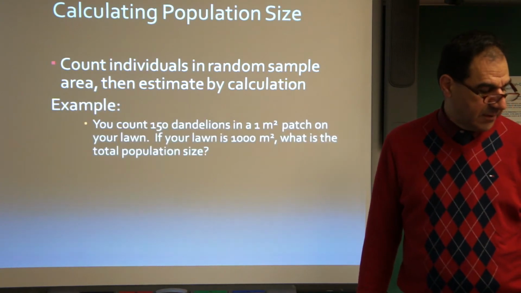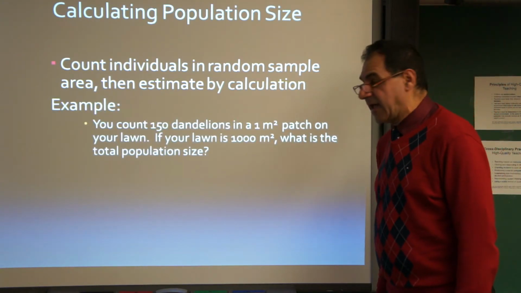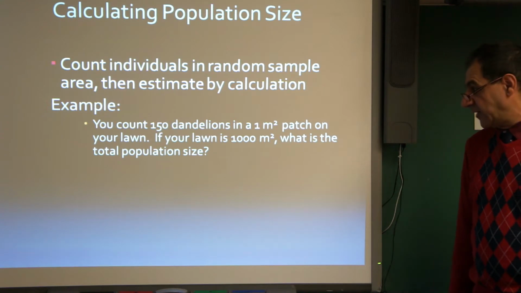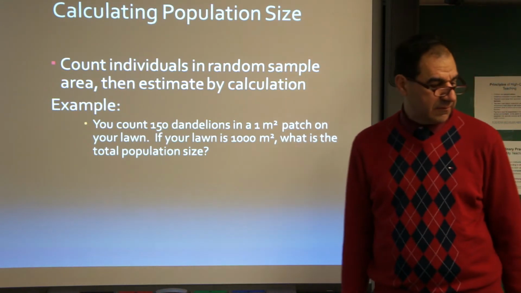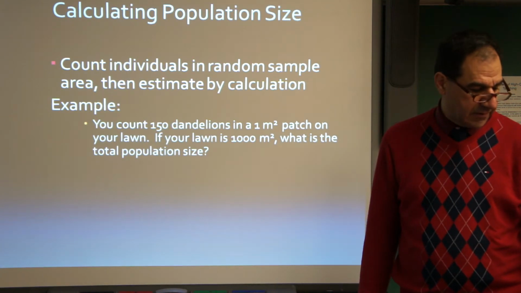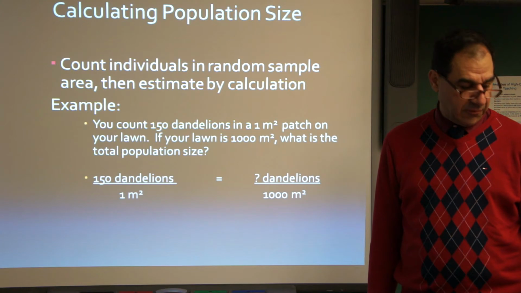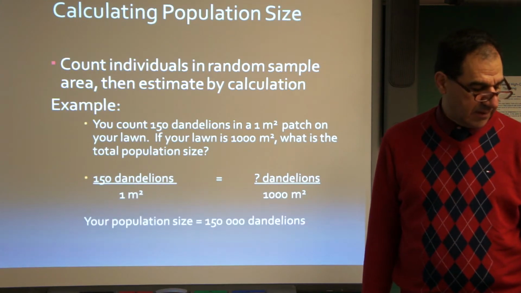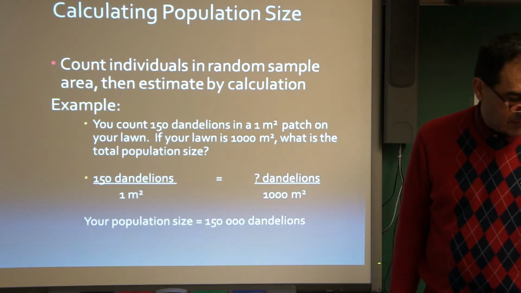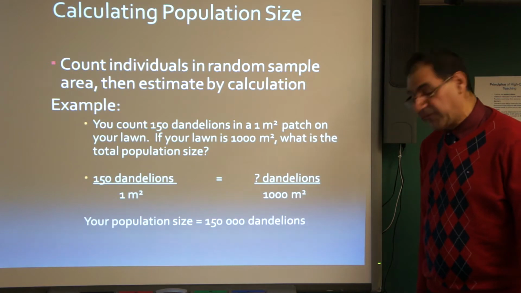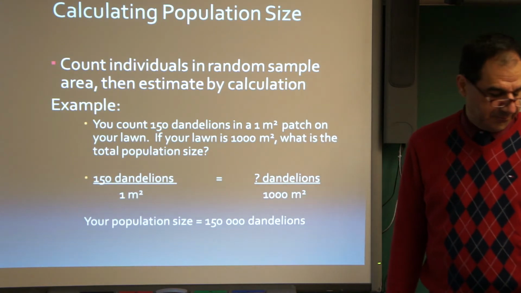For example, if there were 150 dandelions in a square meter patch, and my lawn was 1,000 meters squared, I would be able to find out my total population size. 150 over 1 equals x over 1,000, and therefore my population size, best estimate, would be 150,000 dandelions.